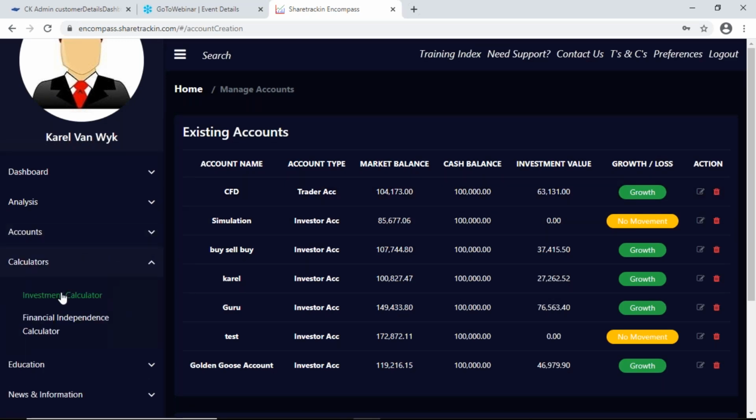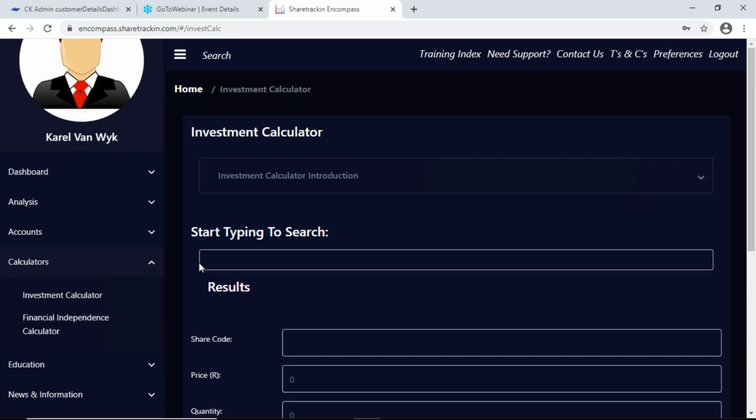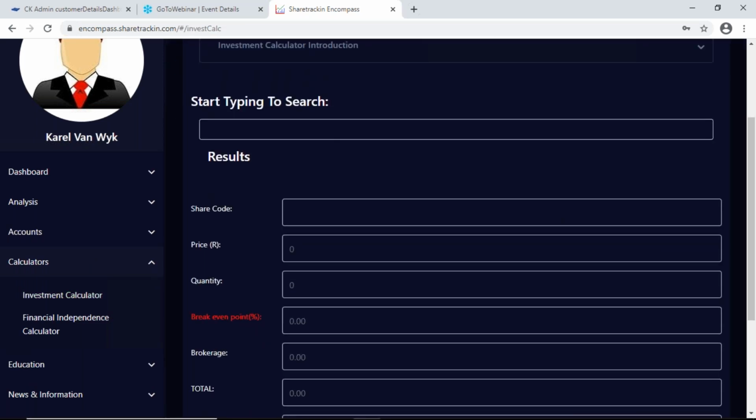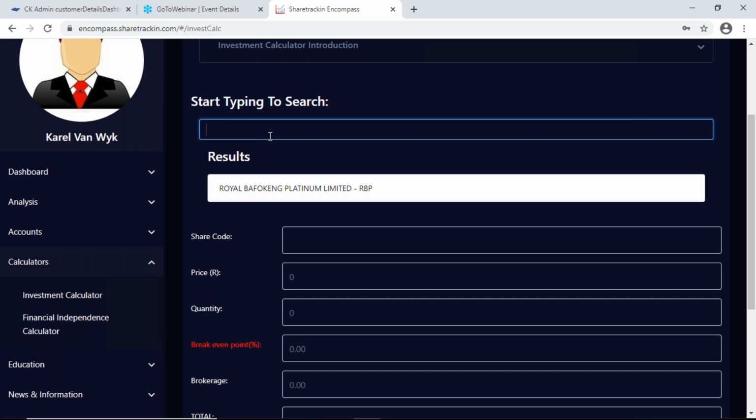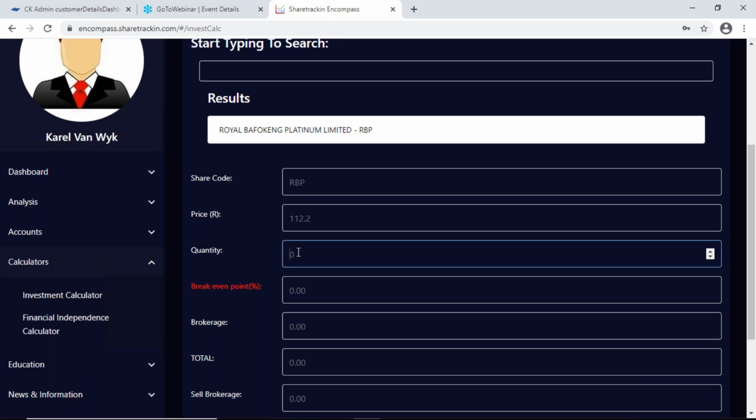Next up, I have calculators. So I have the investment calculator. If I'm someone that's trading longer term and I want to see more or less what the brokerage would be if I decide to buy, let's use Royal Bafokeng Platinum or RBP, I type in the code there and it gives me the result. I click on Royal Bafokeng Platinum. Automatically, you will see it fills in the company's code and the company's current price per share. Now I can say, okay, I want to buy, for instance, 50 shares.